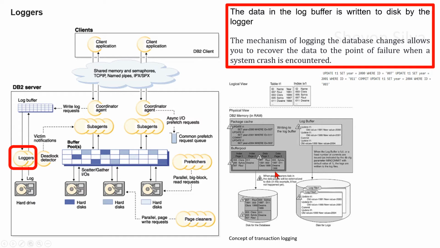This will eventually happen when page cleaner processes are run to clean the modified pages in the buffer pool and write them to disk. This is not done immediately after the statement is executed, for performance reasons. DB2 is already storing the information in the log files on disk, so there is no need to perform another IO right away to store the changed pages to the database disk.